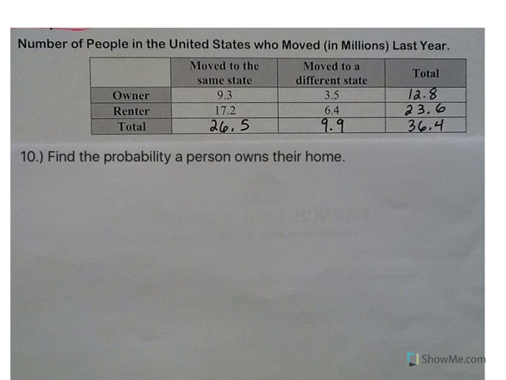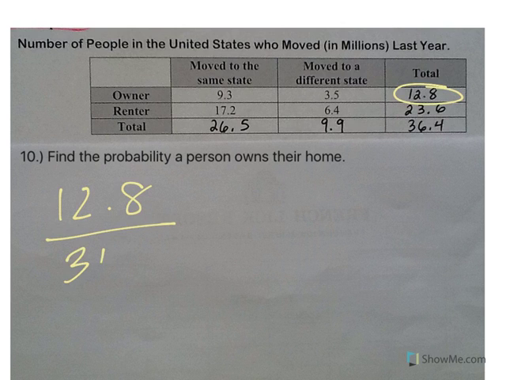Find the probability a person owns their home. Well, 12.8 people own their home out of 36.4. They don't give us an if or a given to make it conditional, so it's just this fraction, which becomes 0.352.